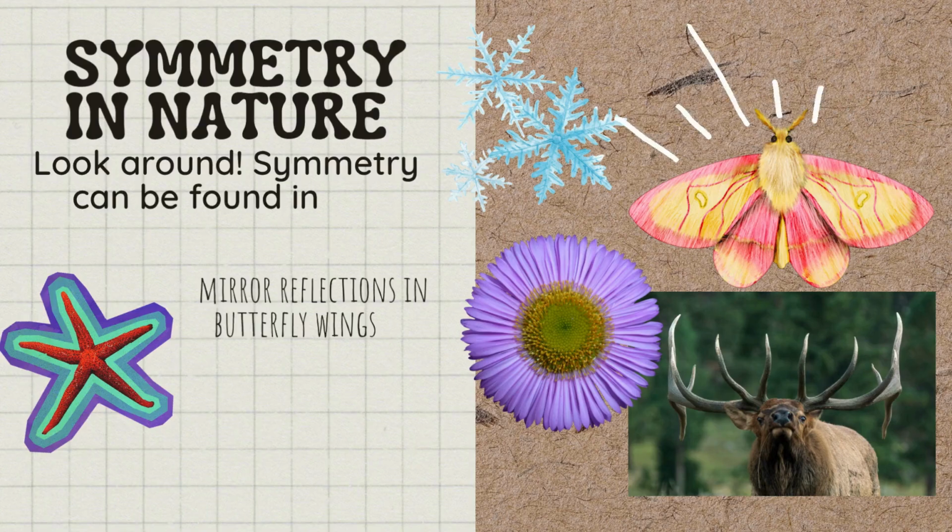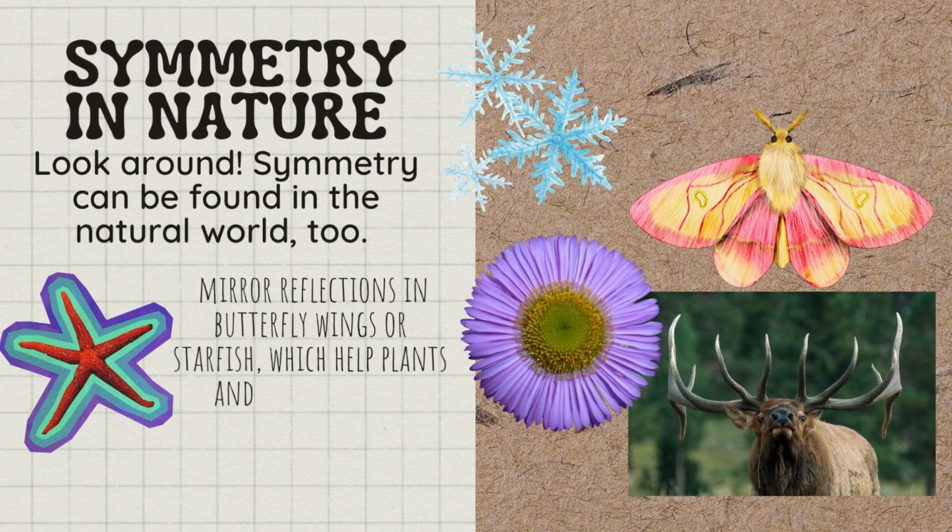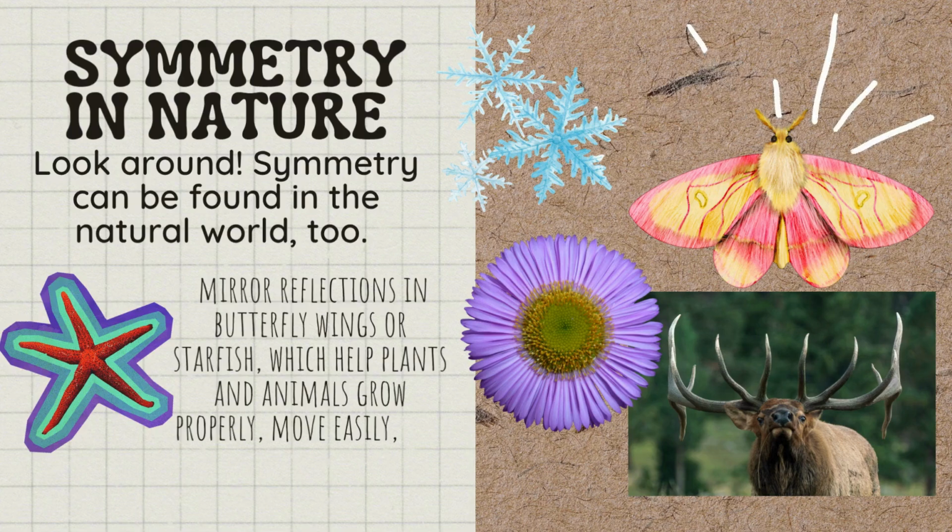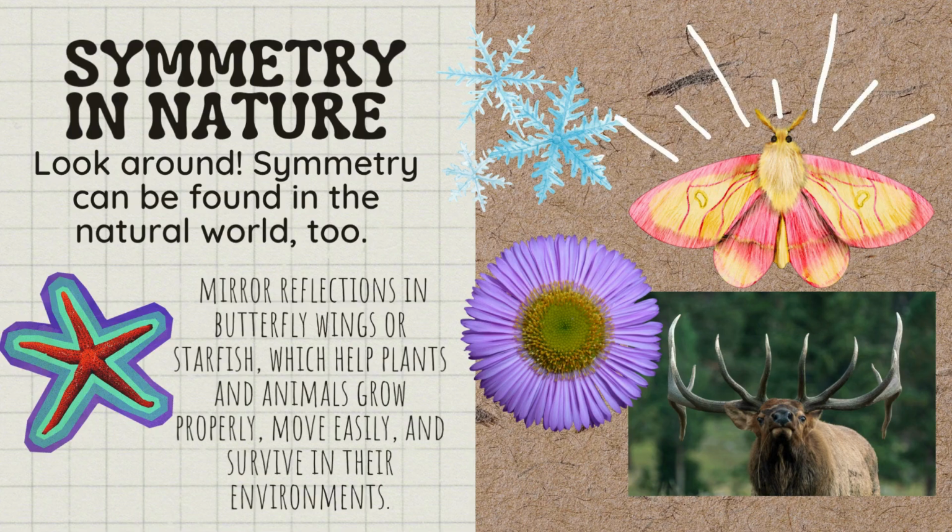Symmetry is even in nature. Look around. Symmetry can be found in the natural world too, in snowflakes, insect wings, even antlers, flowers, and starfish.